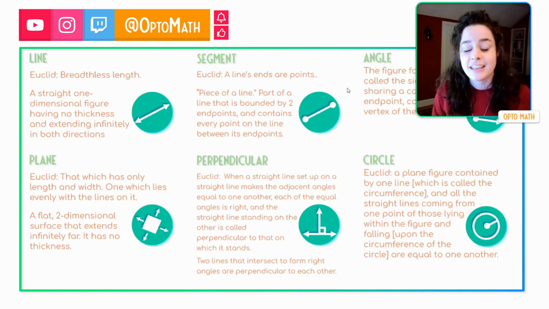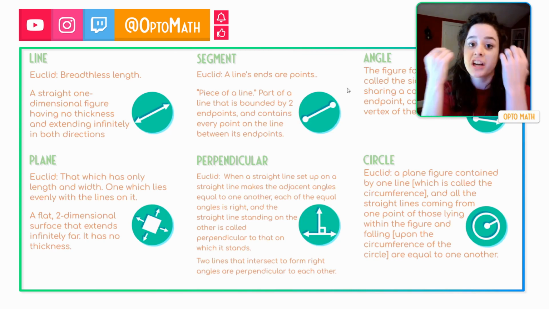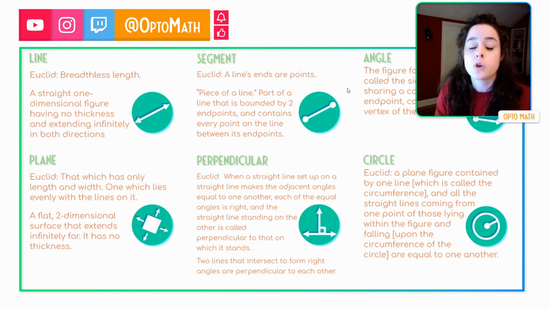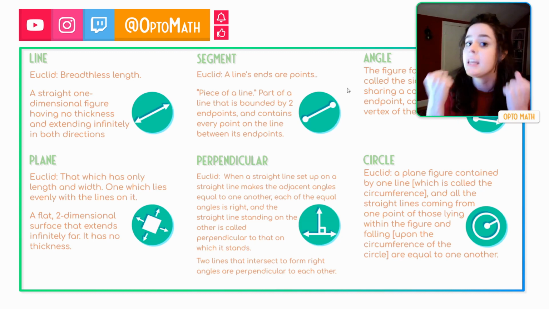Next is segment. So a segment is a piece of a line. It's where you take a line and you cut it off on both ends. And on both ends there are points. They're called endpoints. You can actually measure a line segment because it ends.